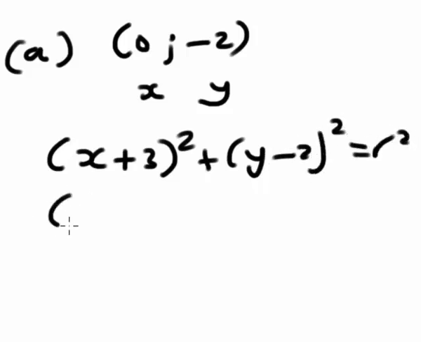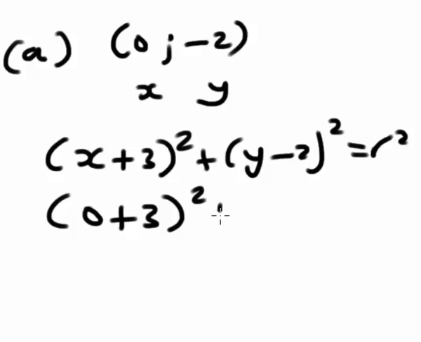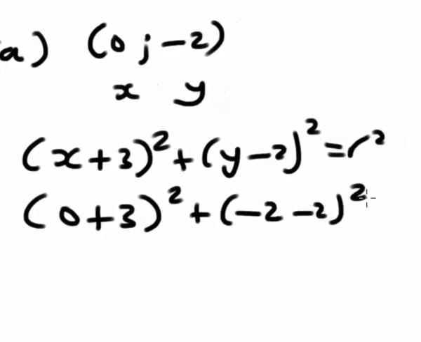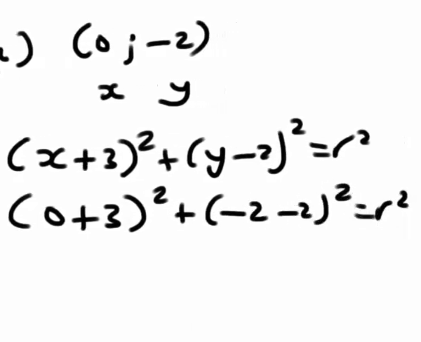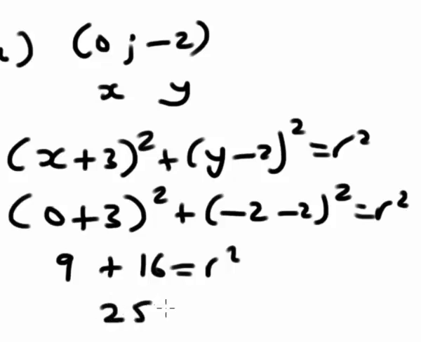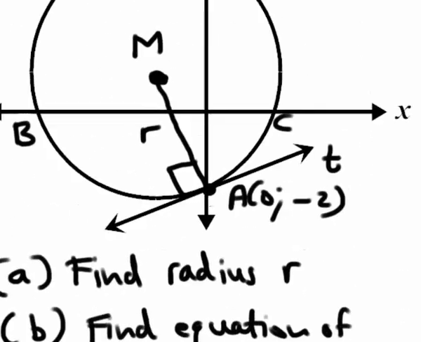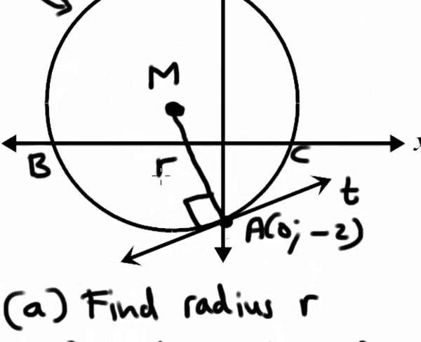And we sub it in. So x is 0 plus 3 squared, y is -2. There we go. And this gives you 3 squared is 9, plus -4 squared is 16, is r squared. So r squared is 25. So the radius must be 5. Okay, there we go. So your radius is 5 there.